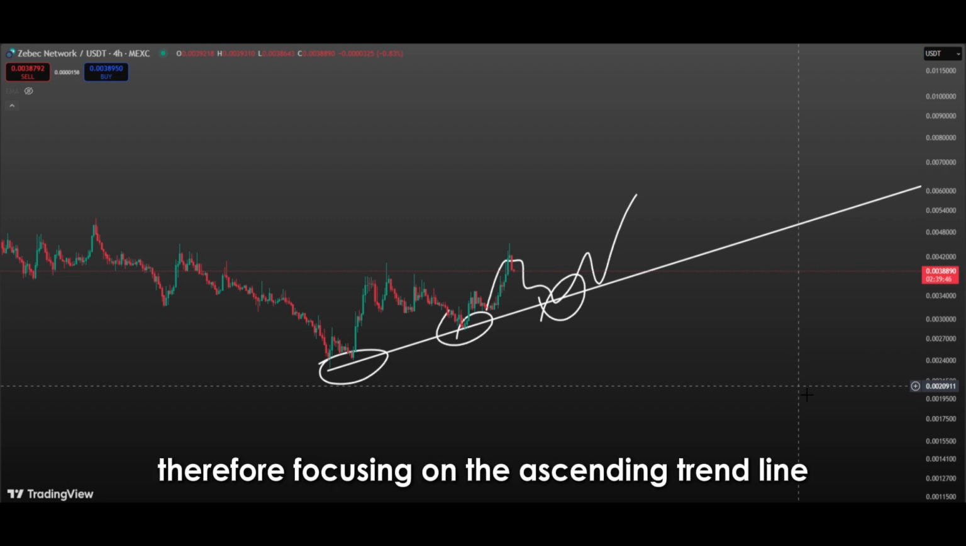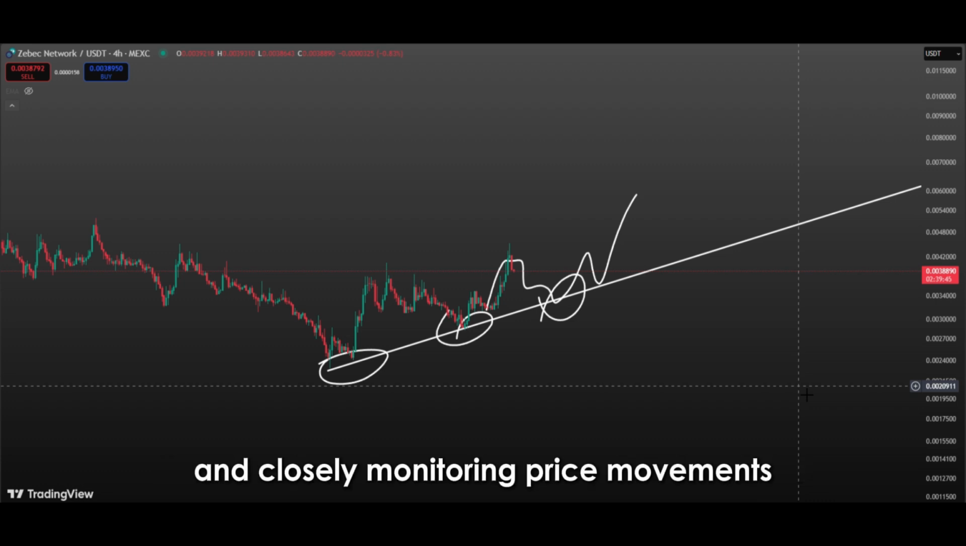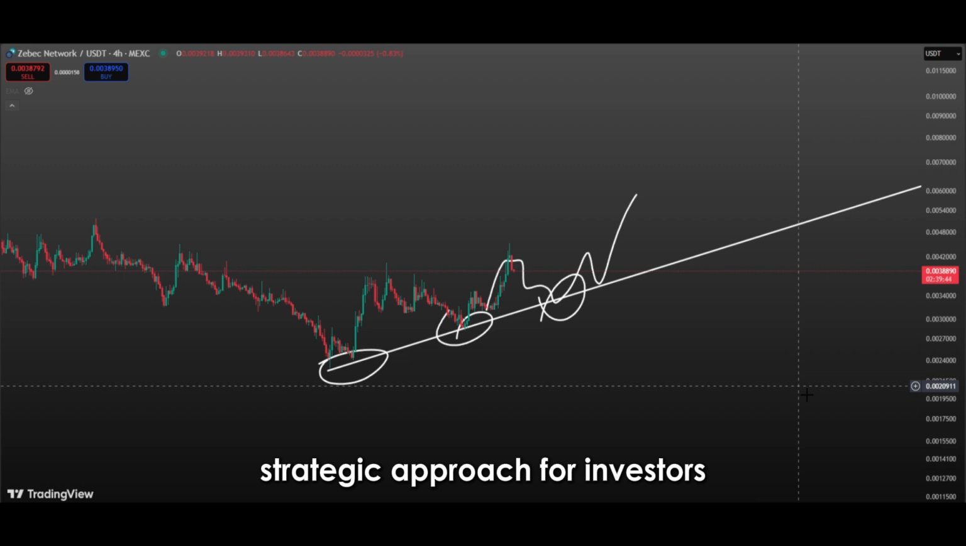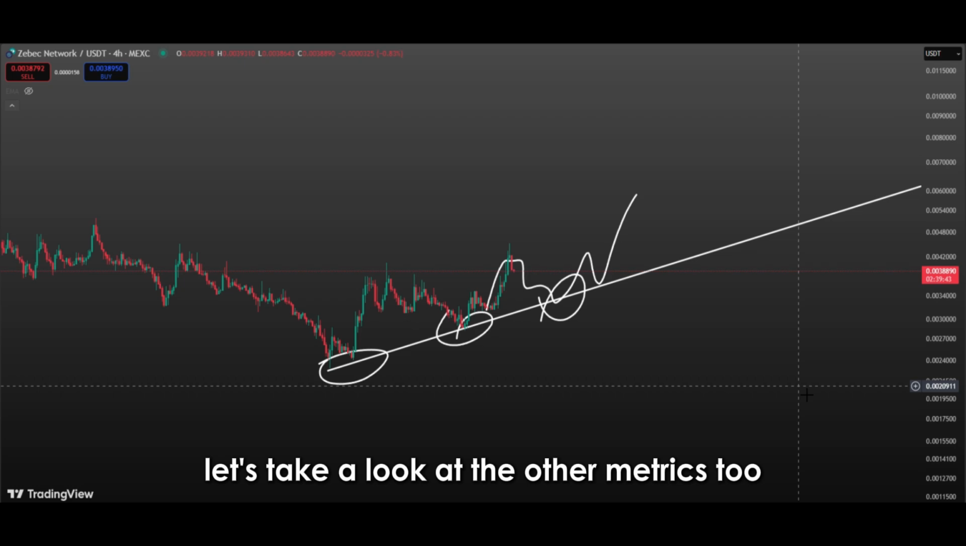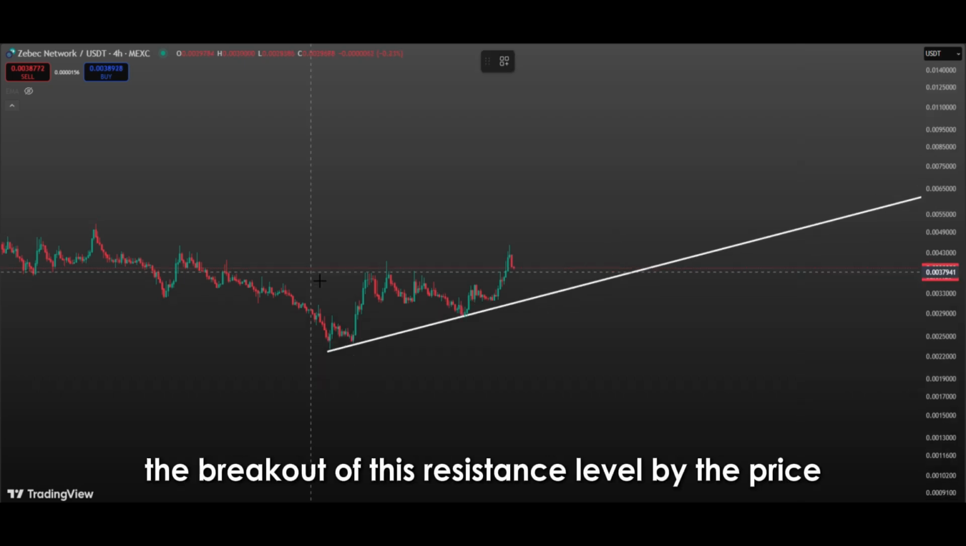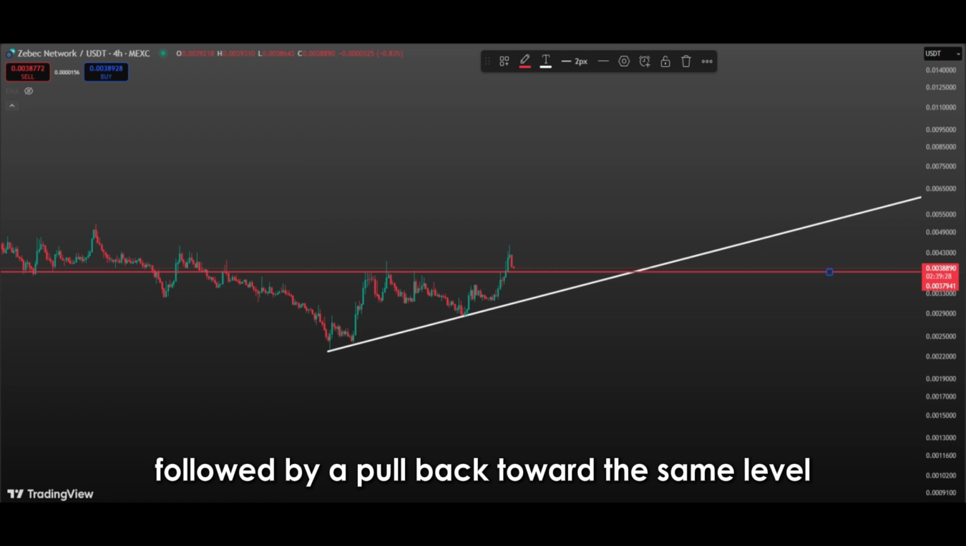Therefore, focusing on the ascending trend line and closely monitoring price movements within this structure will be a very wise strategic approach for investors. But we can't make decisions based on trends alone. Let's take a look at the other metrics too. Stay tuned.